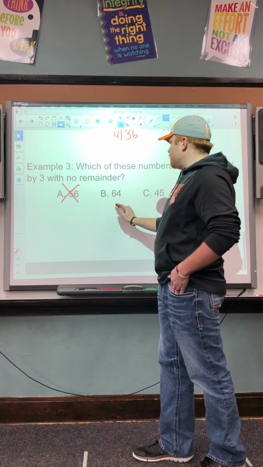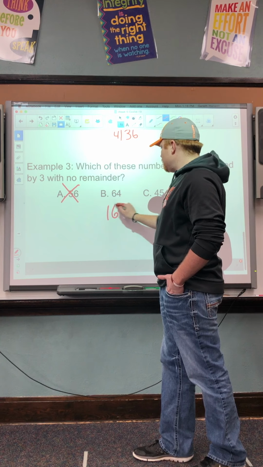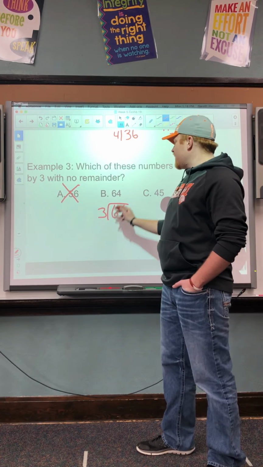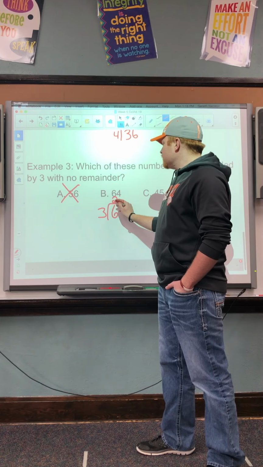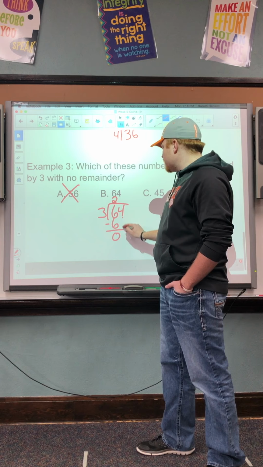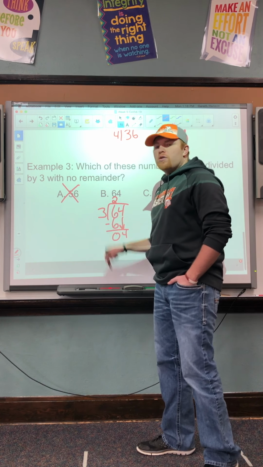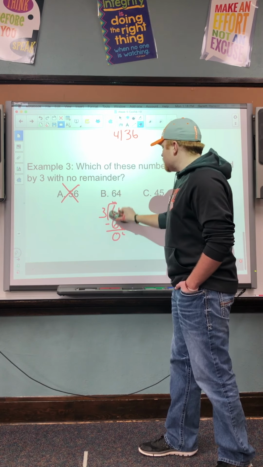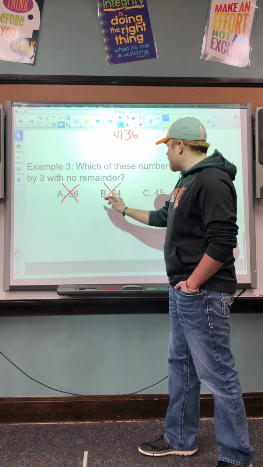Let's go to 64. 64 divided by 3. 3 goes into 6 how many times evenly? 2. 2 times 3 is 6. Subtract. You get 0. Bring down the 4. Can 3 go into 4 evenly? It can't. So 64 doesn't work. Cross that one off.